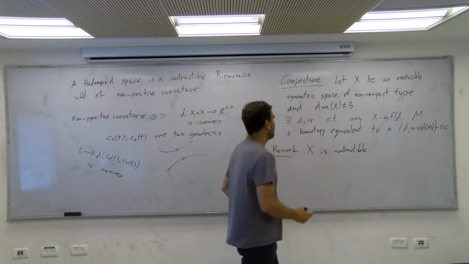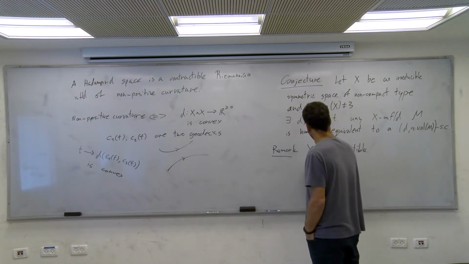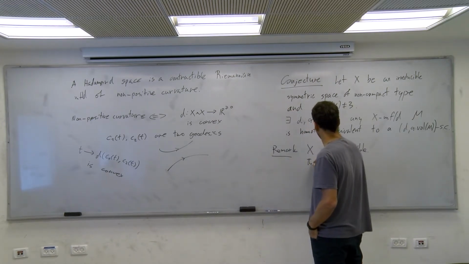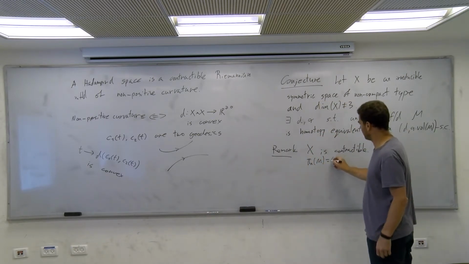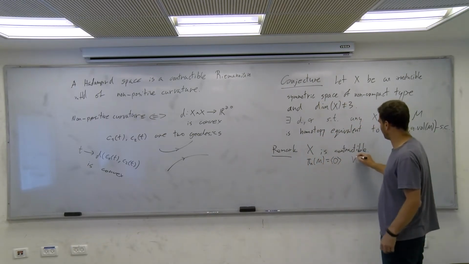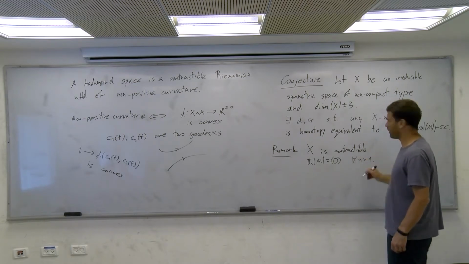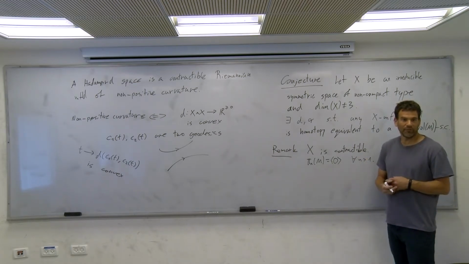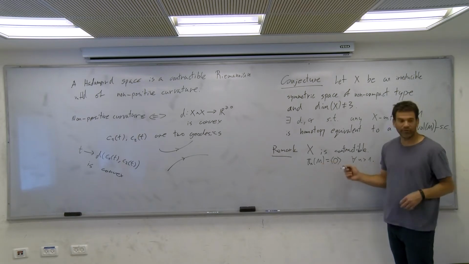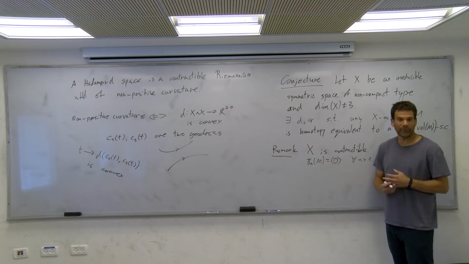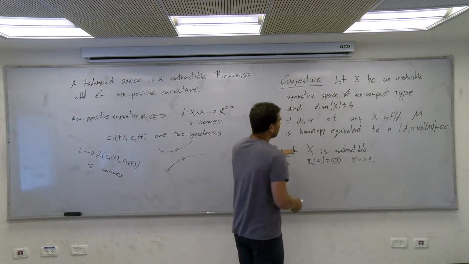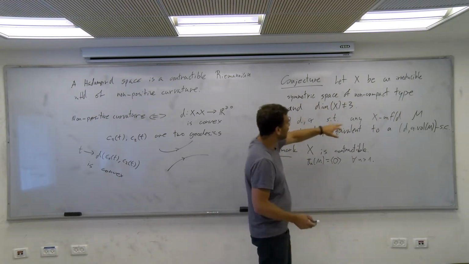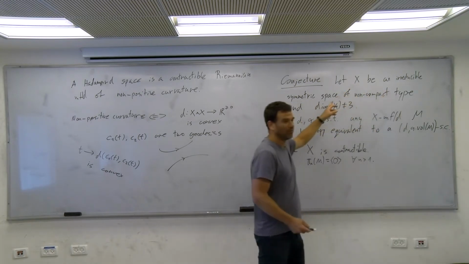Therefore, it means that pi n of M is trivial for all n bigger than 1. The homotopy groups are trivial except the first one. The fundamental group is the only one that is non-trivial. So in a sense, the manifold M is determined by its fundamental group.